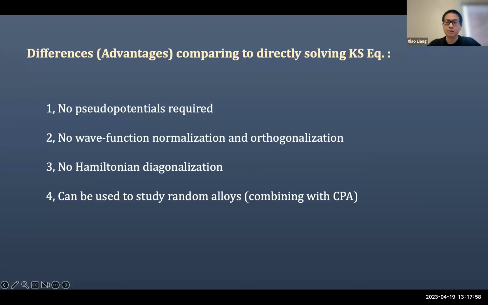Compared to directly solving the wave function, the KKR method has several differences, or namely advantages. Because the wave function is not solved, pseudo potentials are not required, and we do not need to manipulate the wave function, and we don't diagonalize the Hamiltonian. Instead, we compute the inverse of the KKR matrix. And the Green's function can be added linearly. Thus, the KKR method can be used for studying random alloys with the help of CPA.